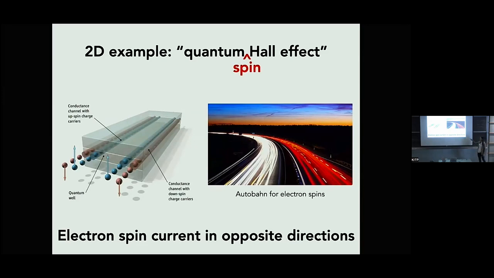And the great analog here is of the Autobahn. It's like if you can separate spin channels and they can't scatter off of each other, then traffic can move incredibly efficiently.